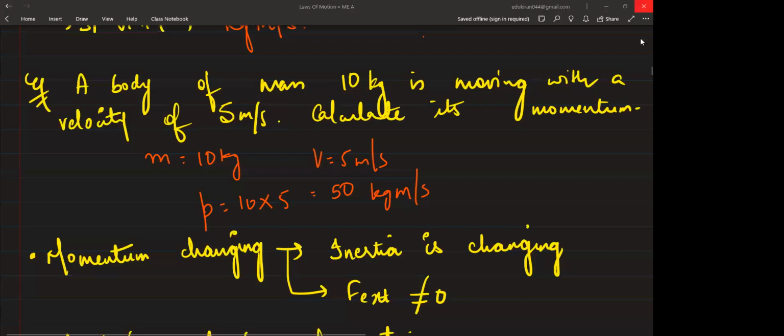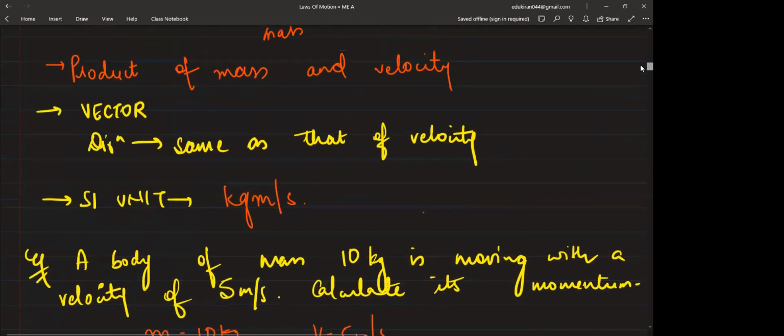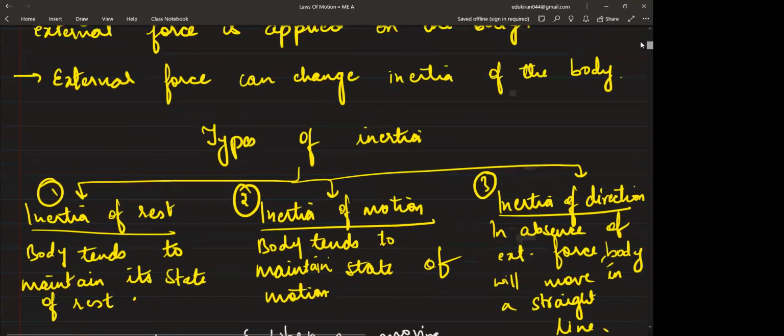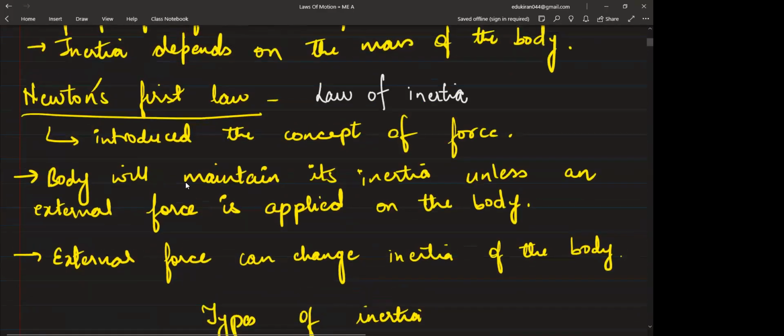Okay, done. Then let's move to Newton's second law. As I was saying, Newton's first law is based upon this external force which is coming and changing the inertia. That's what we have discussed, that a body will maintain its inertia until the external force is applied. Now let us discuss what exactly this external force is.